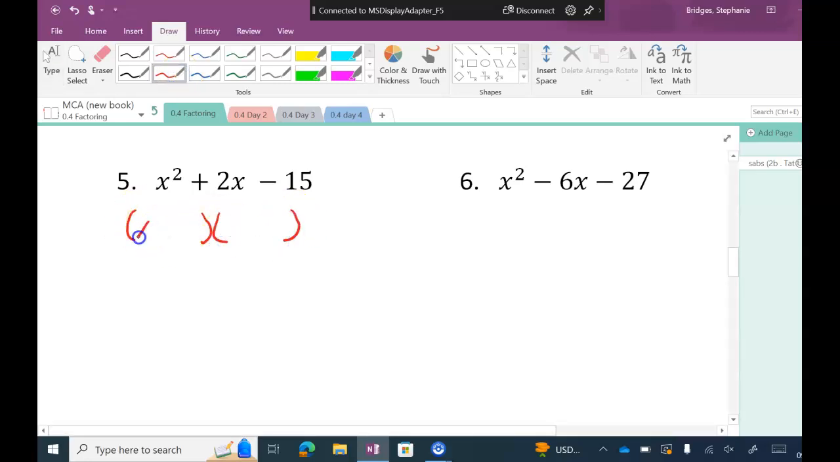It does not matter if I put the 3 in the first parenthesis or the 5 in the first parenthesis. The order of the parentheses doesn't matter. What does matter is that your signs are correct inside. Okay? Just a second, we'll talk about how to place our signs.